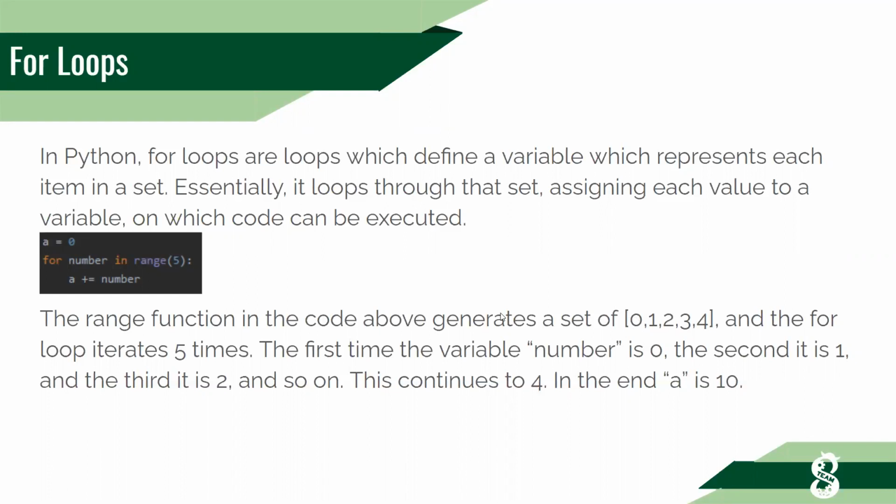So then in the first loop, number is 0, and when you add 0 to A, it'll stay as 0. Then the second loop, number is 1 because that's the second item. Then you add 1 to A, it becomes 1. The third loop, it becomes 2. A is 1, 1 plus 2 is 3. The fourth loop, it becomes 3. So here you have 3 plus 3 because number is 3 now. Then you get 6. And the last loop, because this is the last number in the set, it becomes 4. And 6 plus 4 is equal to 10. And that's how the for loop goes through.